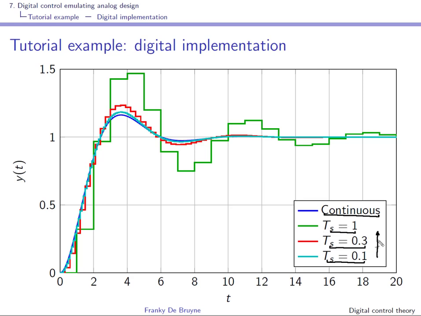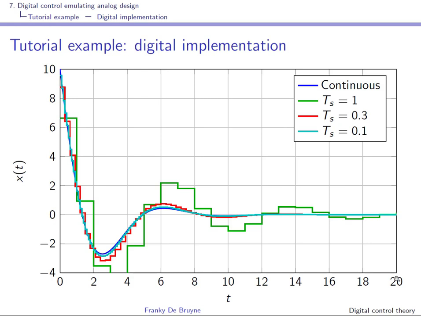And we can clearly see that using this digital control emulating analog design, everything seems to be okay when TS is sufficiently small, but as TS increases, you can clearly see that for TS equal to 1, for instance, the specifications are no longer met. And this is kind of obvious because we did not take into account the zero order hold mechanism.